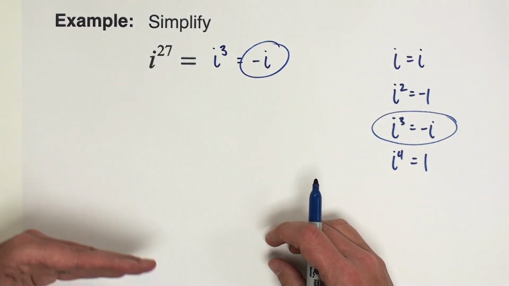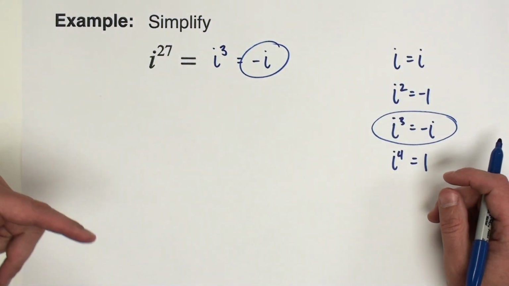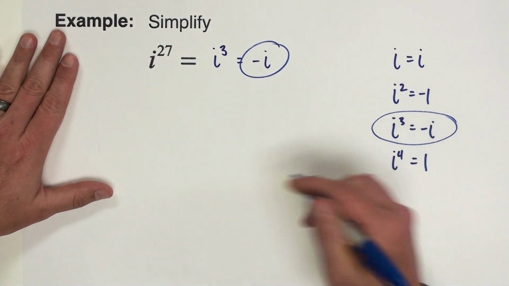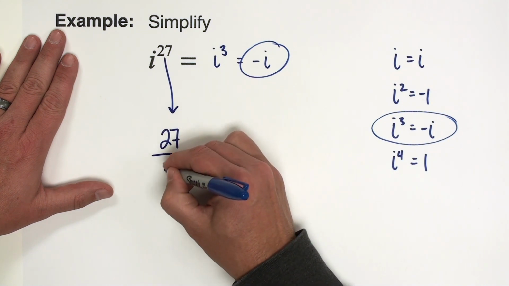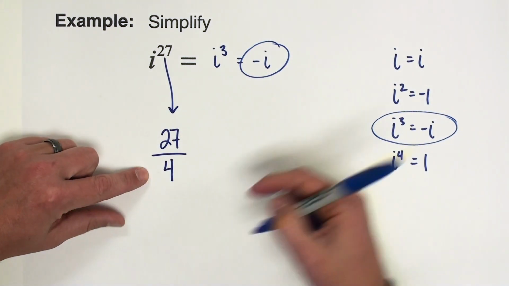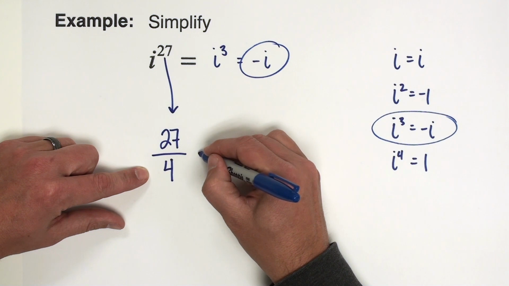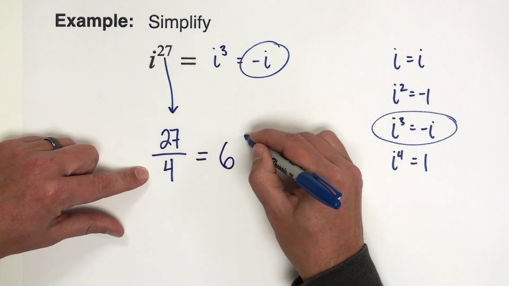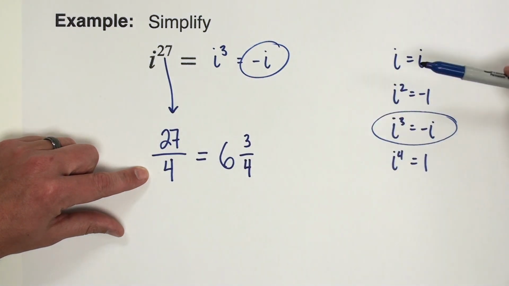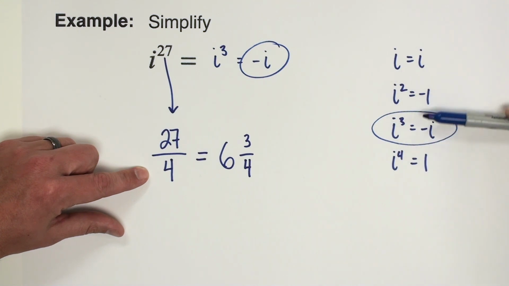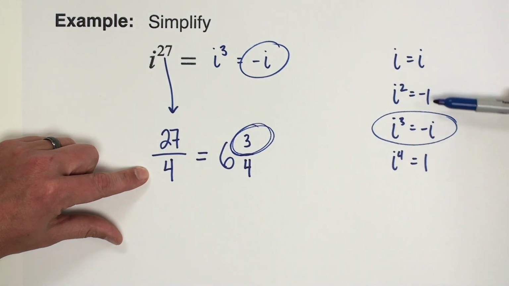Now, I don't always want to write these down and count my way through them all because that might take a long time. So typically what I do is I take the power and I divide it by 4, since every 4 it repeats, right? If I do 27 divided by 4, we get 6 and 3/4. So it goes in 6 times. That means I went through this cycle 6 times, and the remainder 3 is 1, 2, 3.